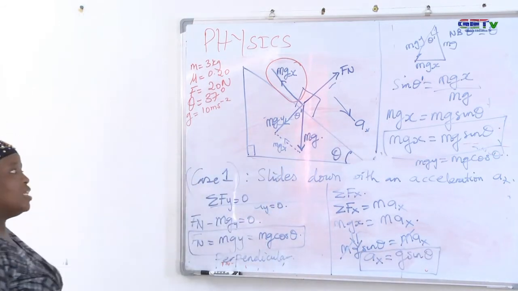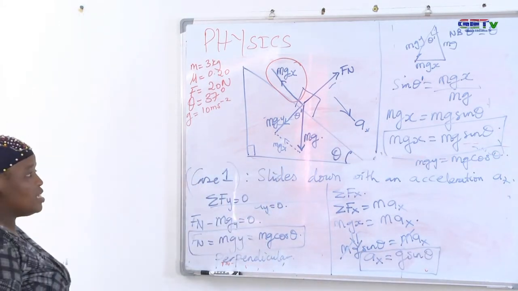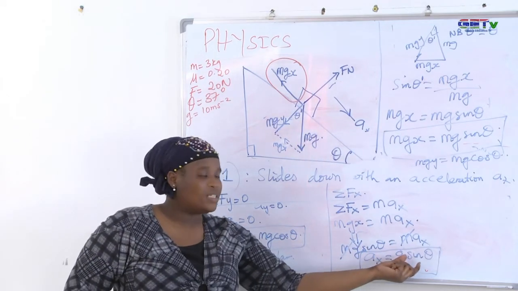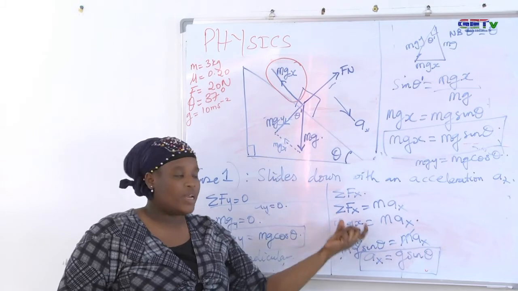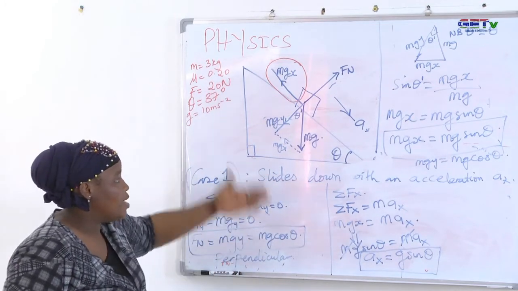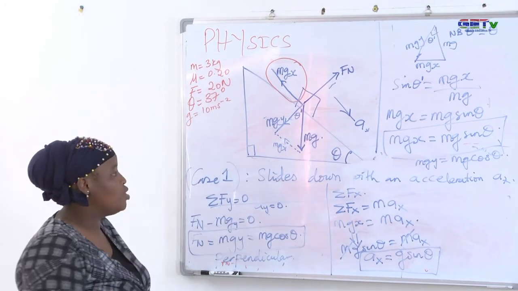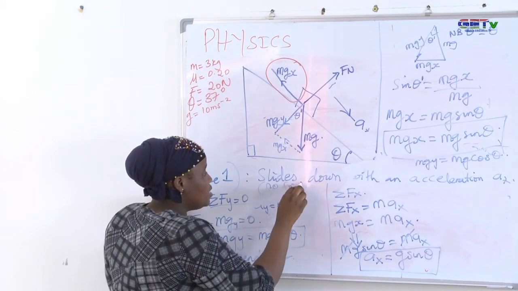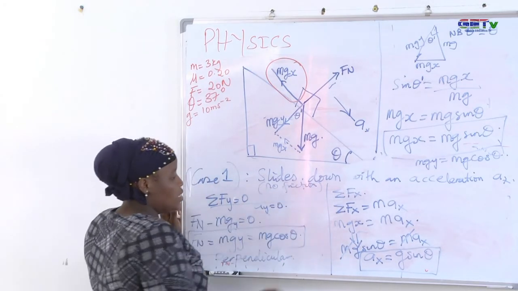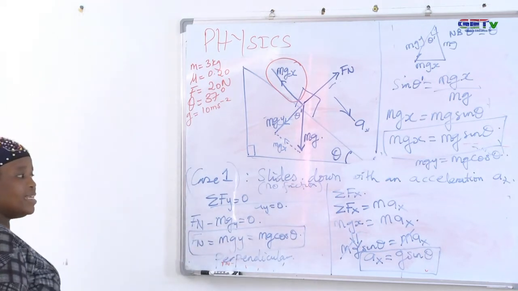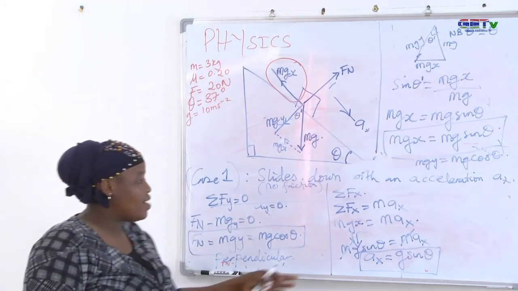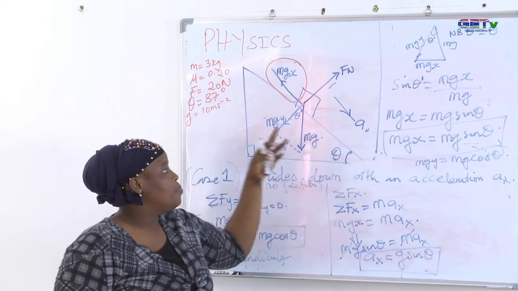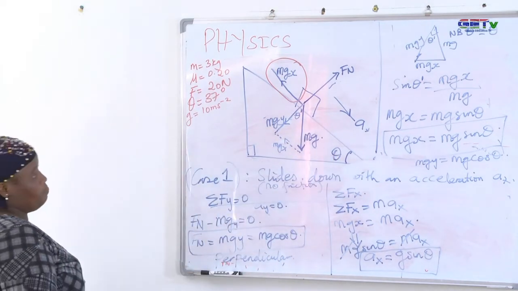So whenever an object slides down a smooth inclined plane, the acceleration will always be given as g sine theta, and that's the derivation. When an object slides down an inclined plane which is very smooth, meaning no friction is present, the acceleration will always be g sine theta, where g is gravity and theta is the angle the plane makes with the horizontal.